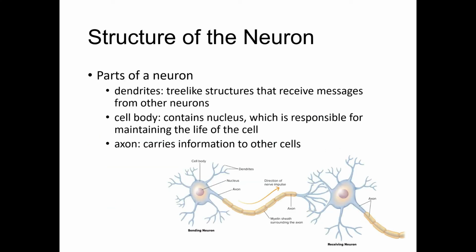So neurons can be broken down into these basic parts. Dendrites are tree-like structures that receive messages from other neurons. The cell body contains the nucleus, which is responsible for maintaining the life of the cell. It's a pretty important part of the neuron. An axon carries information to other cells or other neurons. So again, a neuron is a very basic, simple structure.